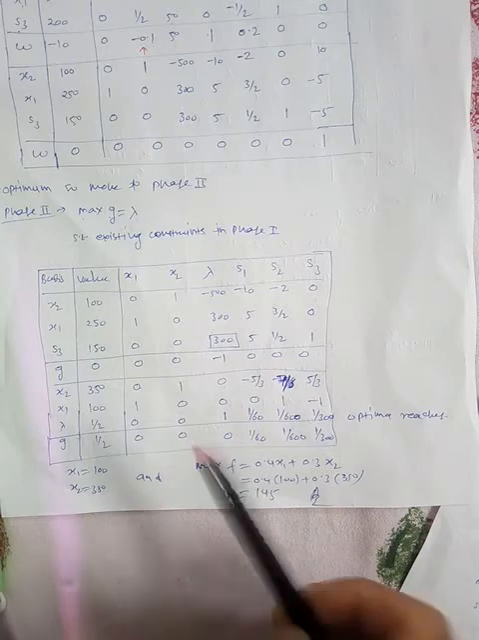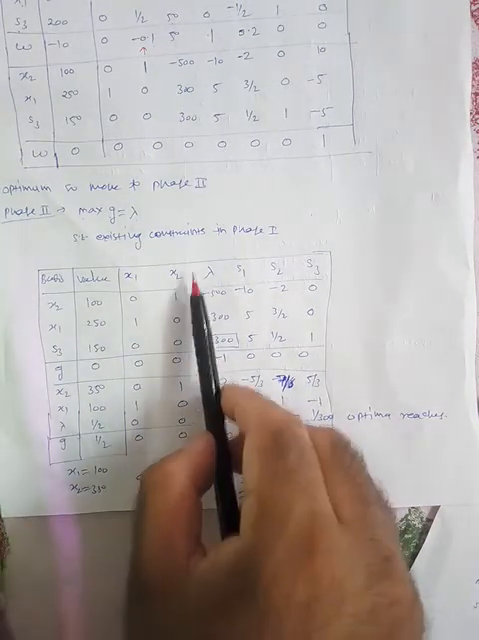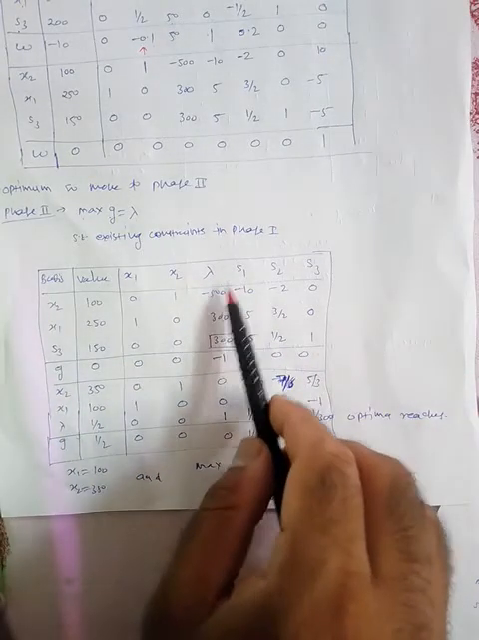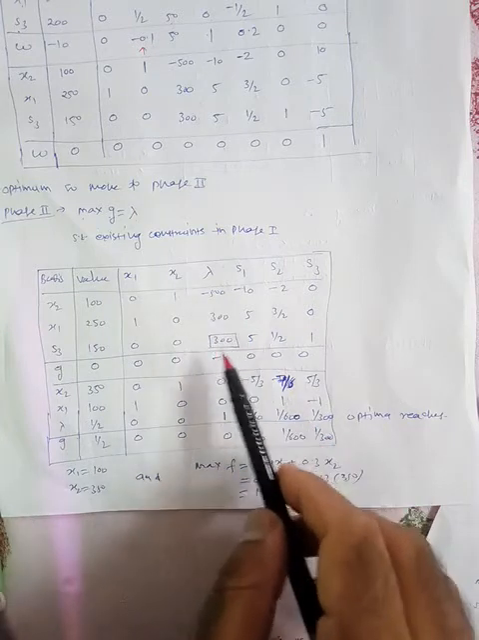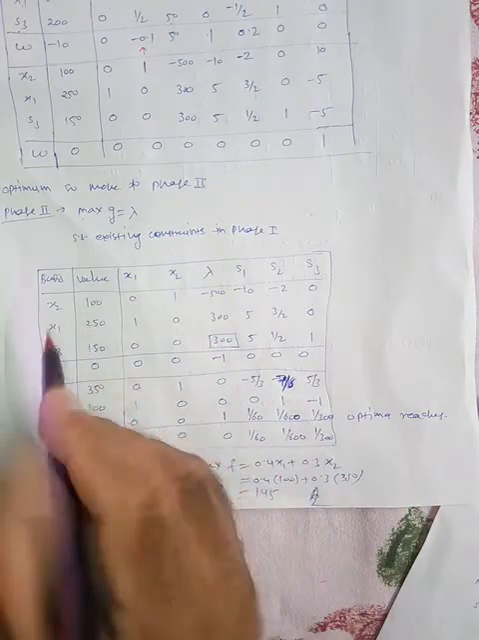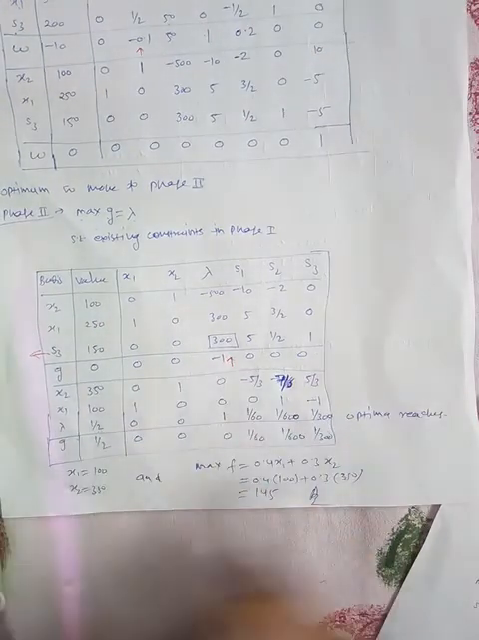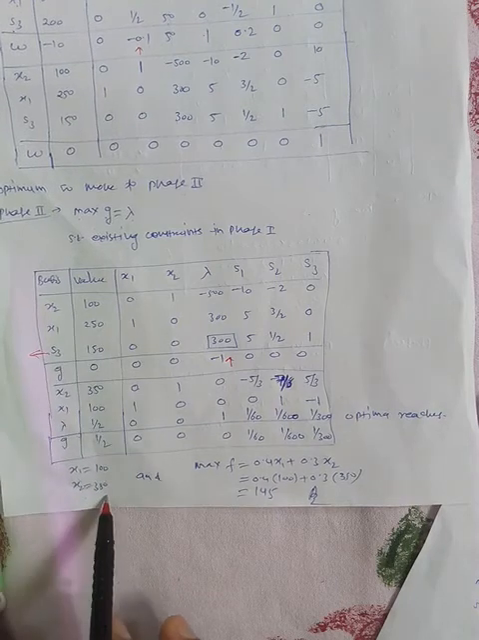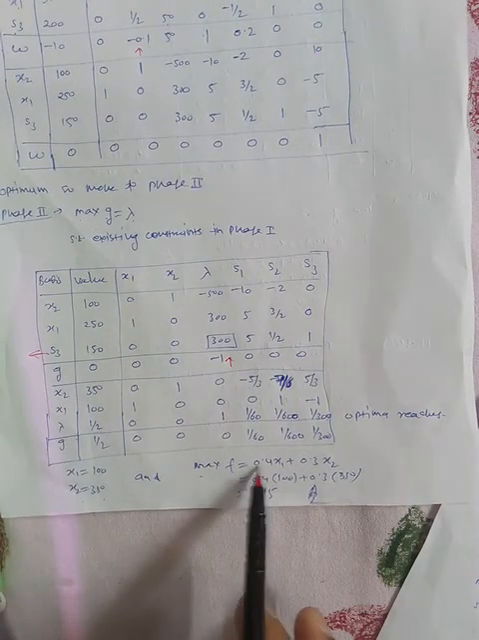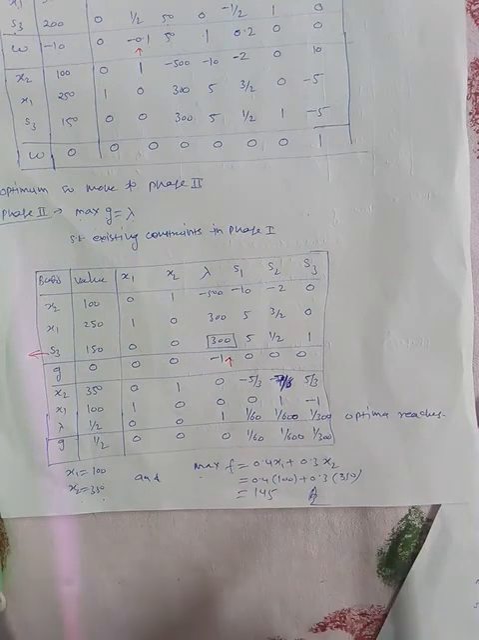Now optimality is disturbed, so lambda enters the basis. Find the leaving variable for the positive ratios. This one is negative, so we will not consider it. Among these two, the minimum gives this one, so S3 leaves the basis and lambda enters the basis. So this is the optimum solution: x1 is 100, x2 is 350, and maximum f, which is 0.4 x1 plus 0.3 x2, is 145. So this is the solution.